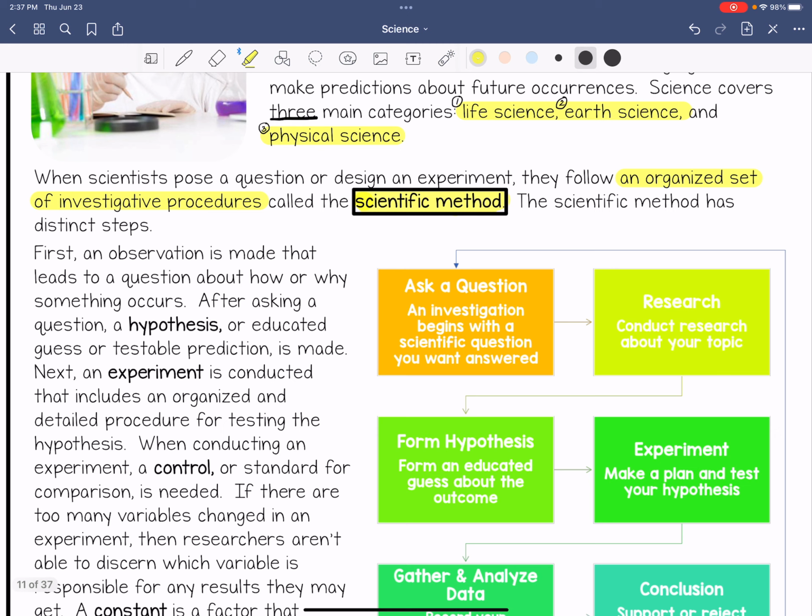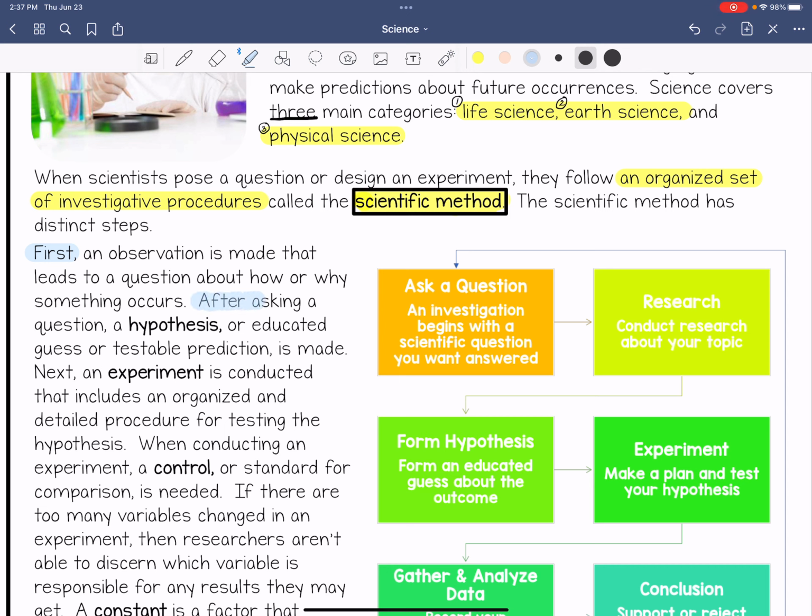The scientific method has distinct steps. And then I see one of my favorite words in all the world, and that is the word first. This is a sequence that is starting off here. So first, what's the first step? An observation is made that leads to a question about how or why something occurs.